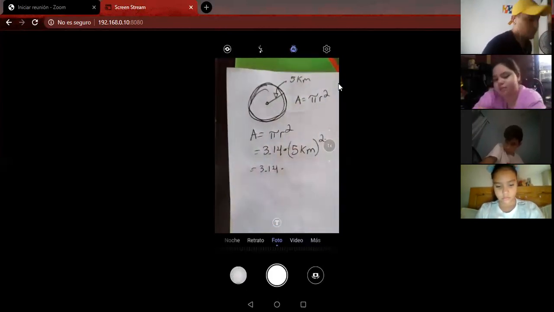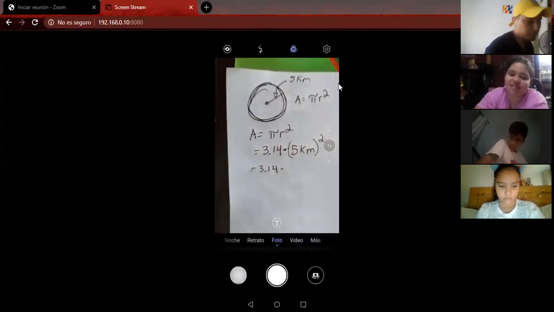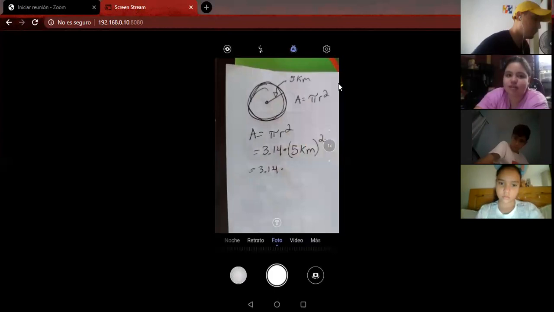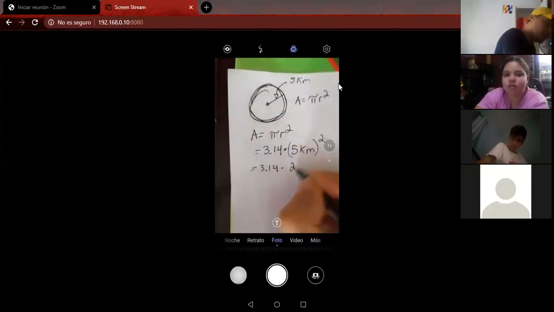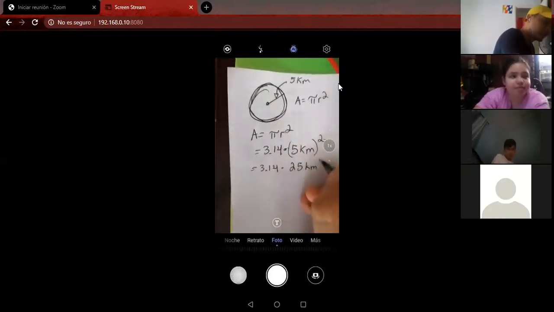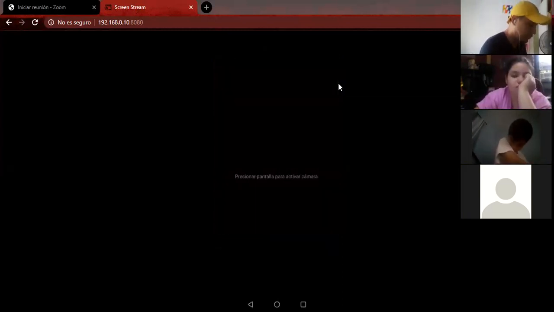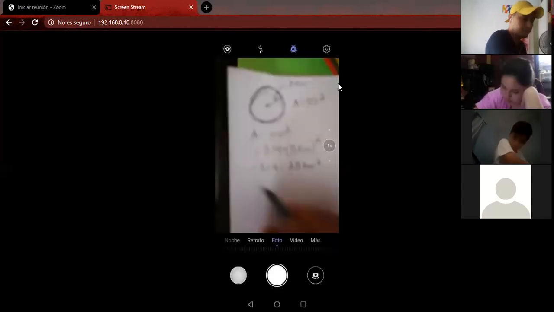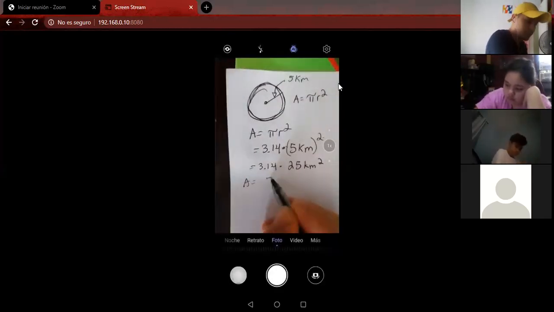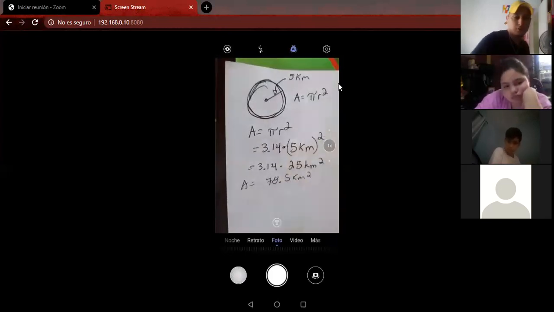5 to the second power, 5 al cuadrado, ¿cuánto es? 5 times 5? 25. 25 kilometers square. Okay, y ahora I have to multiply 25 times 3.14. This is 78.5 kilometers squared.